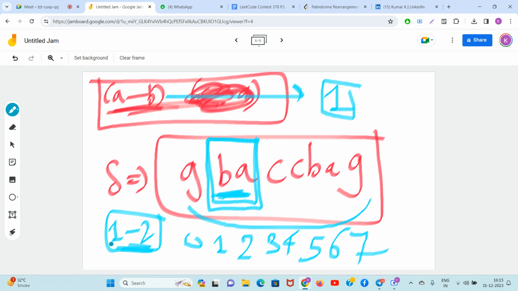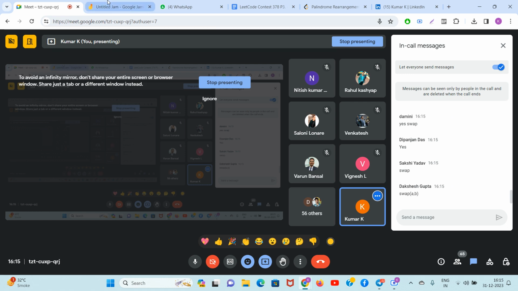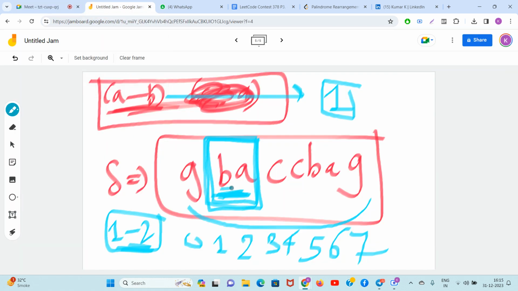I have given you the query 1 to 2. You have to tell me, can you do something in this 1 to 2 bracket such that this whole string becomes a palindrome? Yes, you can. You can swap this character with this character. This BA will become AB. And finally, this A will match this A, and this B will match this B, this C will match this C, this G will match this G.